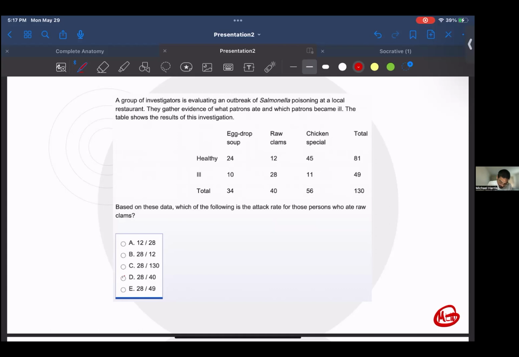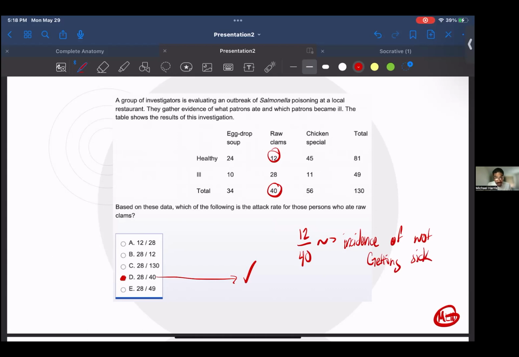So we got a D here. Great job. This is the right answer. 28 over 40. What is 12 over 40? What would that depict? So this would depict the incidence of not getting sick. Yes, that's your control.